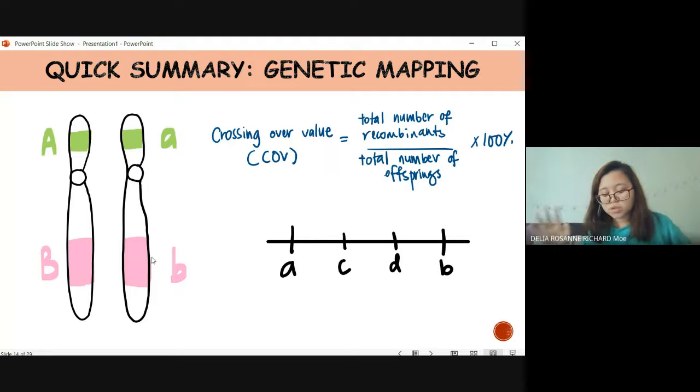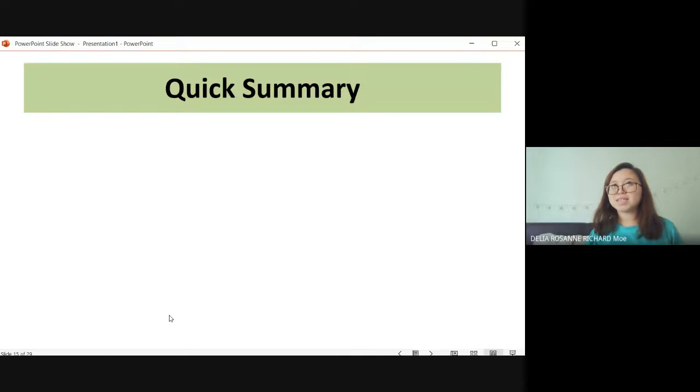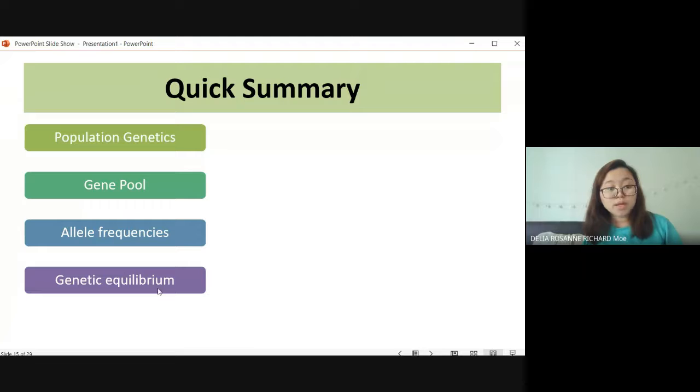Okay, so itu adalah untuk chapter 4, genetic inheritance. After chapter 4, we went into chapter 5. In chapter 5, it is about population genetics. So kita kira, kita kaji keseluruhan populasi. We learn about these terms.